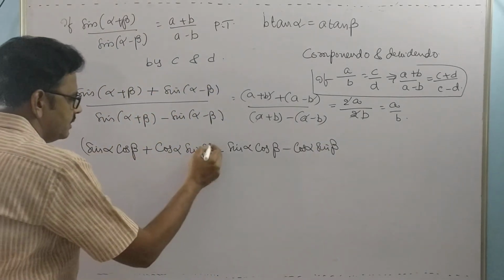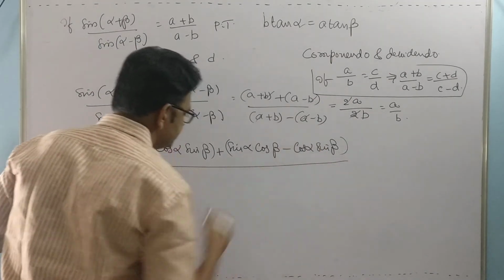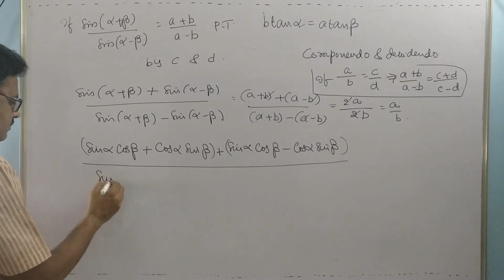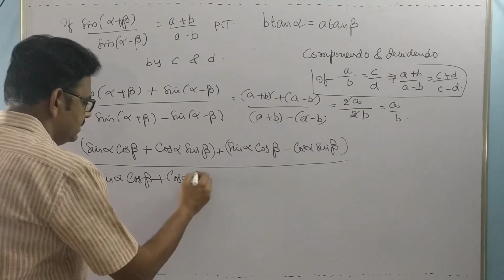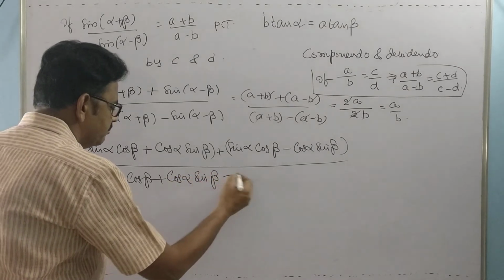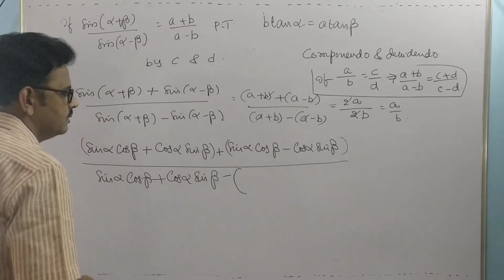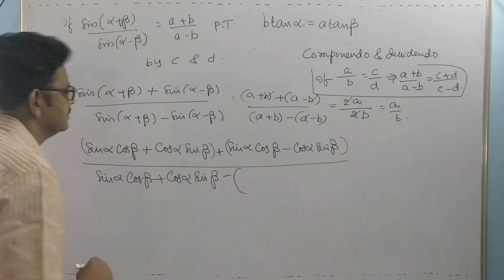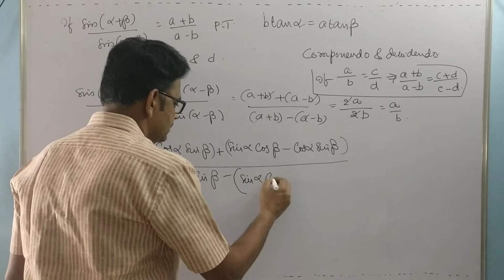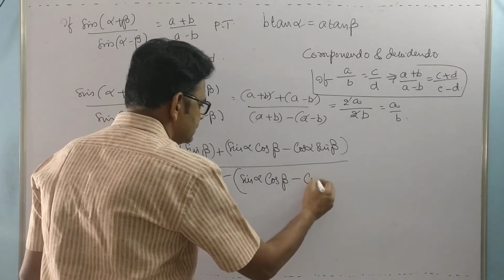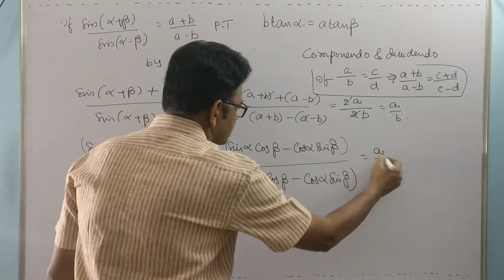Okay, this is sine of alpha plus beta, this is sine of alpha minus beta by the same thing, sine alpha cos beta plus cos alpha into sin beta minus, you can put compulsory bracket. If it is plus, no need to put plus, but here you can put compulsory bracket. So sine of alpha minus beta, sine alpha cos beta minus cos alpha sin beta is equal to A by B.